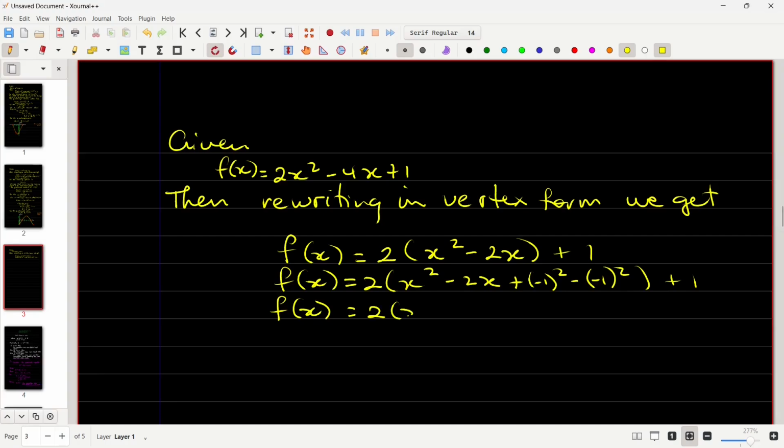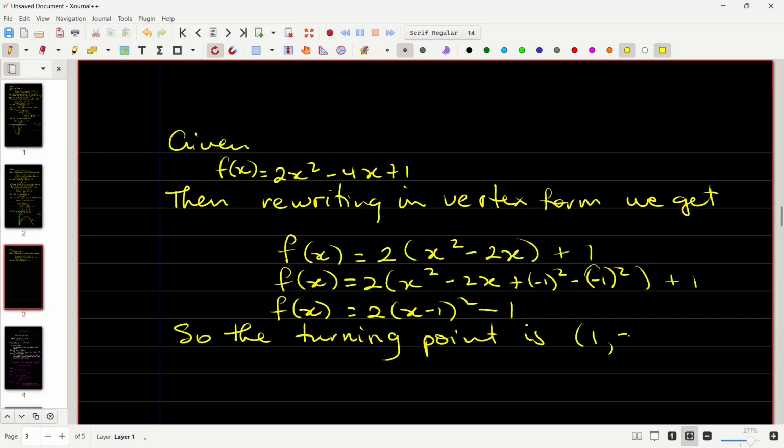And then we finish the rewrite. So I'll have 2 into x minus 1 squared. This minus 1 squared is going to be 1. 1 by minus 1 is going to give me minus 1. Minus 1 by positive 2 is going to give me minus 2. Minus 2 plus 1 is going to give me minus 1. And that's our function. So the turning point is h is 1, k is negative 1.